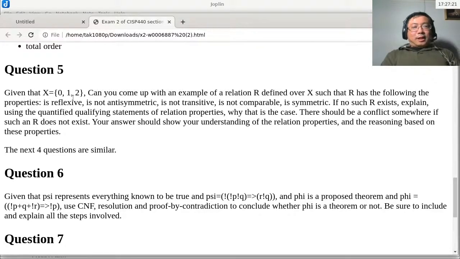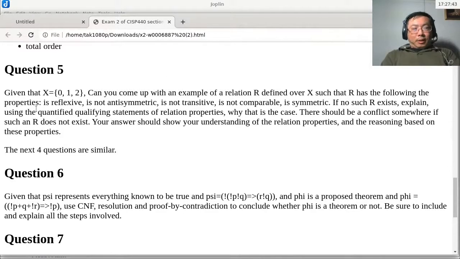All right, so given that X is 0, 1, and 2, can you come up with an example of a relation R defined over X such that R is reflexive, not anti-symmetric, not transitive, not comparable, but also symmetric? Okay, so let's go for this.